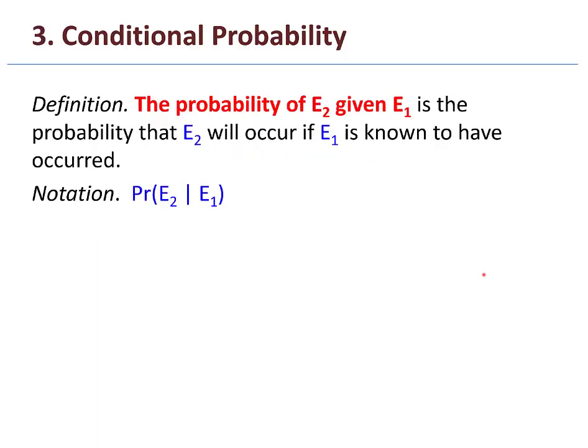Conditional probability. All right, so the probability of event 2 given event 1 is the probability that event 2 will occur if event 1 is known to have occurred. And it has this notation, and I read this as the probability of E2 given E1. So if I'm thinking about this as a sequence of events, it's a little bit in reverse sequence, because I imagine that E1 has occurred, and now I want to know the probability of E2.